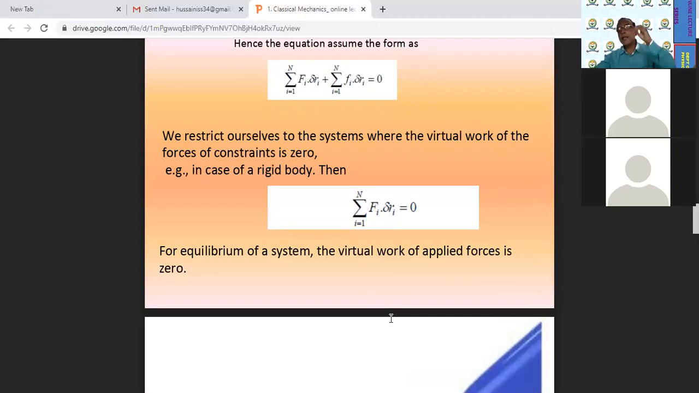So you remember hereafter, whenever you need this equation, the principle of virtual work, what you can say is: summation i goes from 1 to n of F_i dot delta r_i is equal to zero.